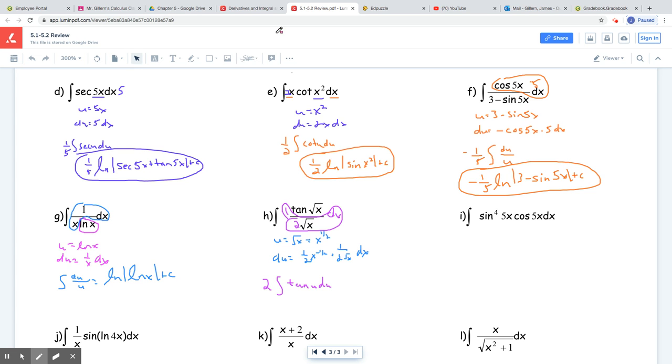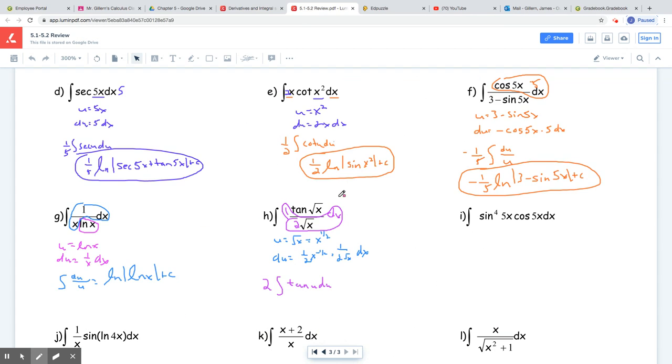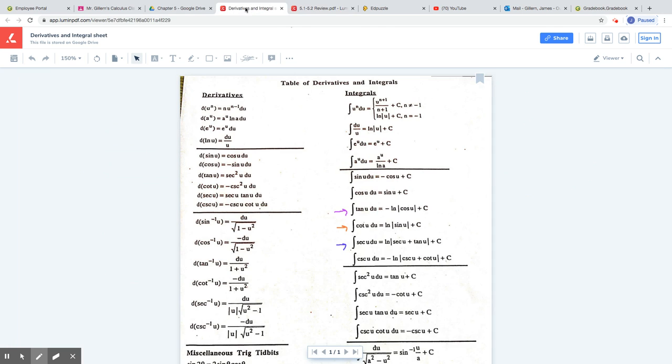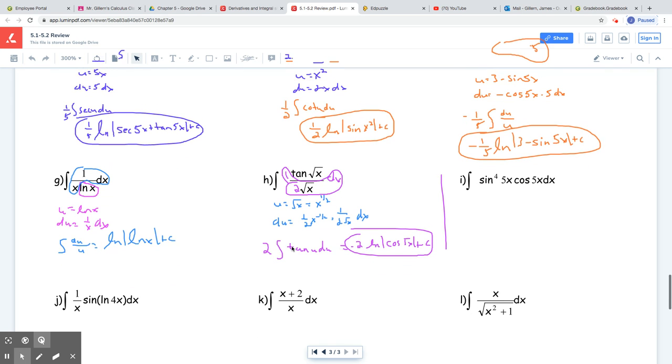All right. So we look at my integrals here. Tangent u du is negative natural log of cosine u plus c. So it's negative 2 natural log, and I have already forgotten what it is. It's cosine, sorry. Cosine of the square root of x, because that was u, plus c. And there's the answer. All right, use your formula sheet.